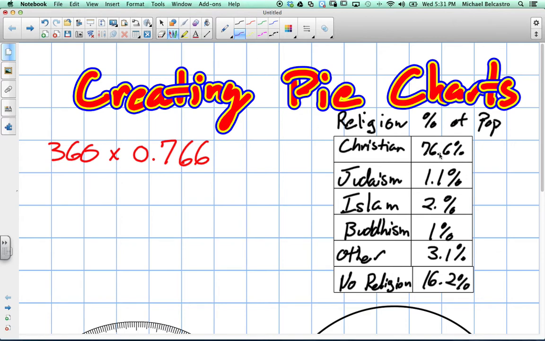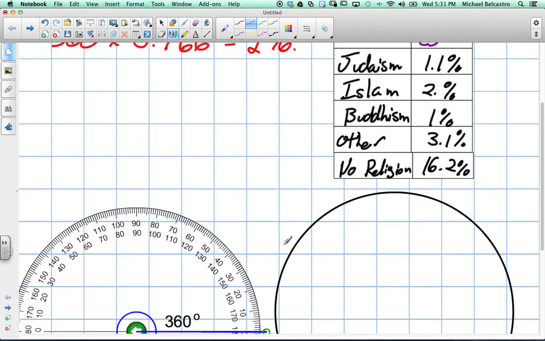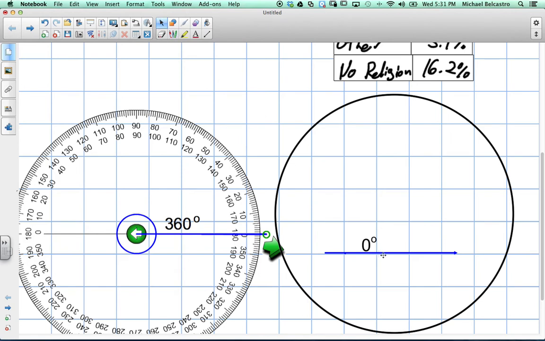Okay, so here's the trick. You take the decimal and you move it two places to the left. So this will tell us how many degrees there are. We have to multiply 360 by this. So just hit times 360. What is it? 275.76. So what does that round to as a whole degree? It rounds to 276.